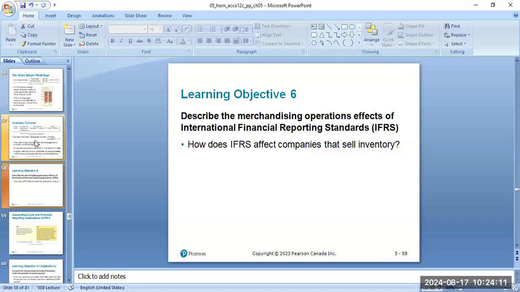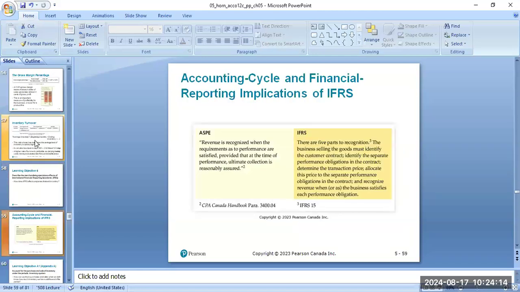Now, International Financial Reporting Standards. Those are the differences between the accounting style of the private enterprises and International Financial Reporting Standards. I'm going to leave it to you to see those and to read it by yourself.